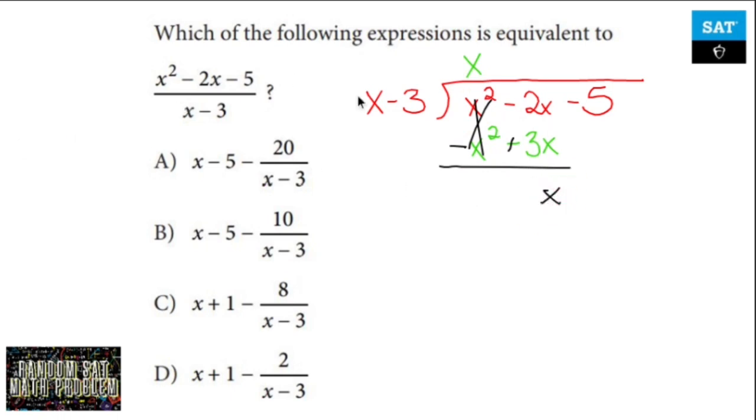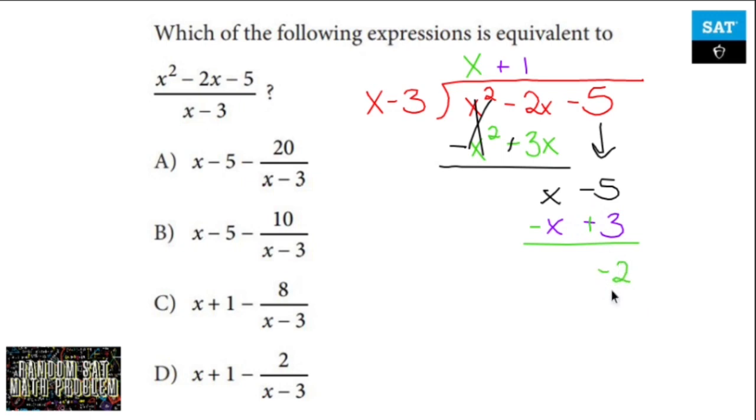Repeat. x times what is x? 1. Take that 1 and multiply it to this whole thing right here. Although, and I should have done this earlier, shame on me, I needed to drop down the minus 5. That'll help a lot. All right, 1 times x is x. 1 times negative 3 is negative 3. Now I have to subtract this entire x minus 3, which requires me to flip the signs. And that gives me a remainder of negative 2.